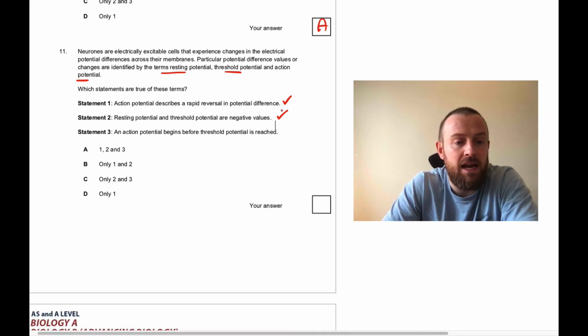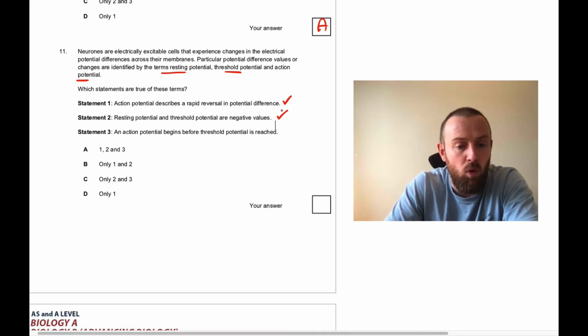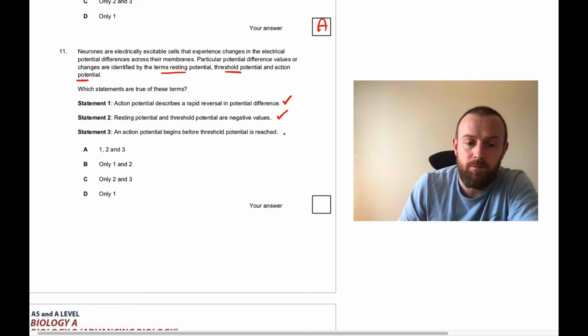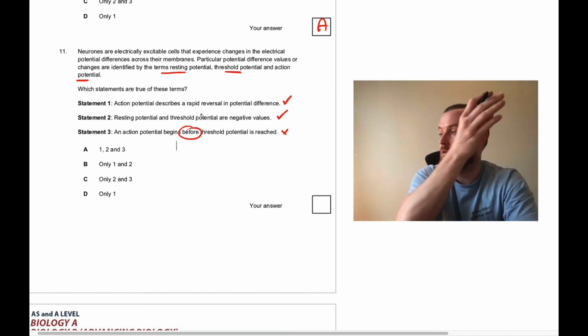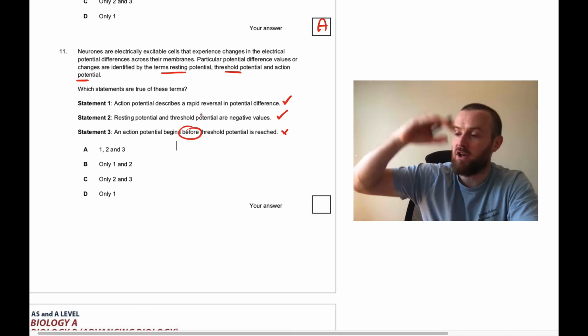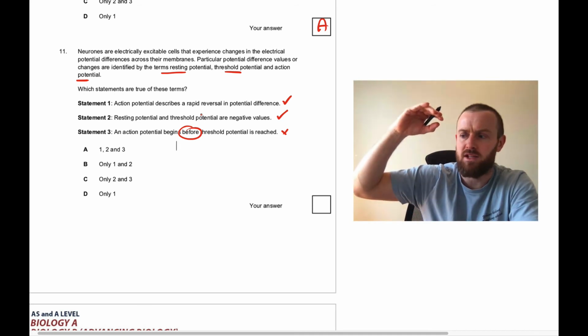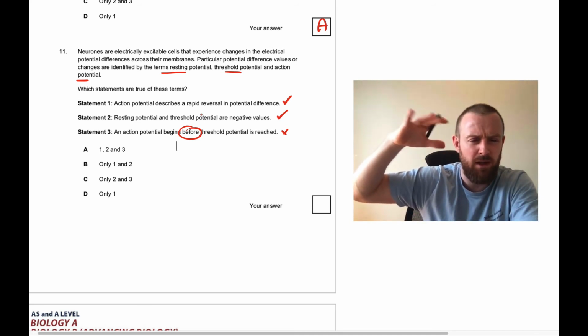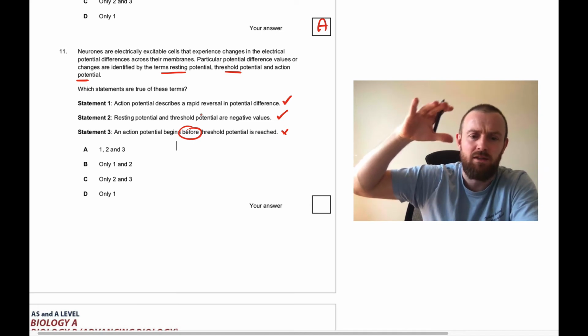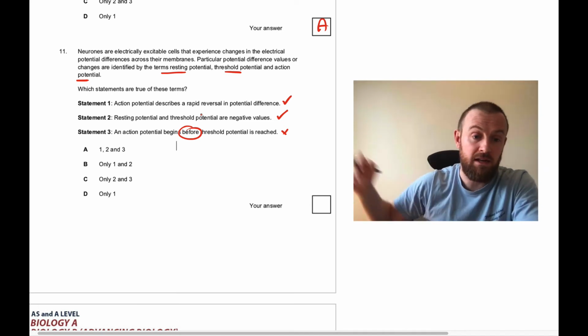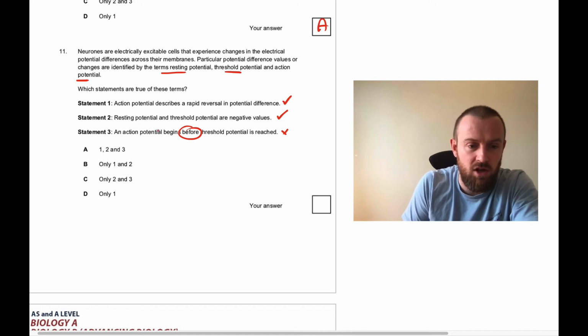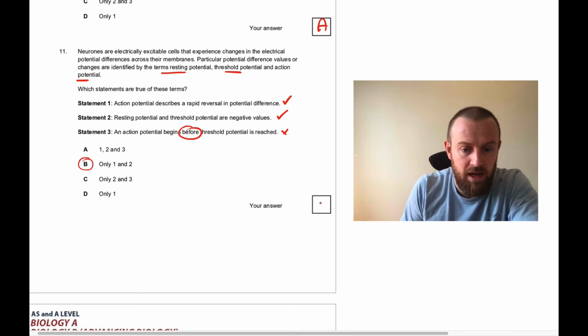And statement 3, an action potential begins before threshold potential is reached. No, you would just change this to after. Once the polarization has gone above threshold, which I think is about minus 45 or minus 50, depending on which textbook you look at, then it fully depolarizes to make an action potential. So the answer is just 1 and 2 are correct. So 11 is B.